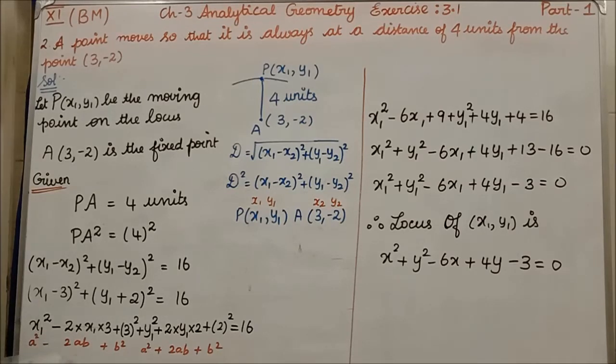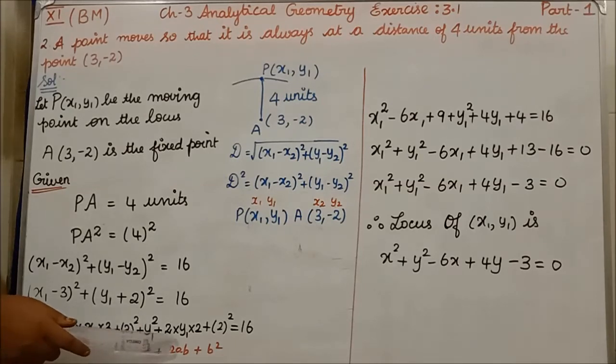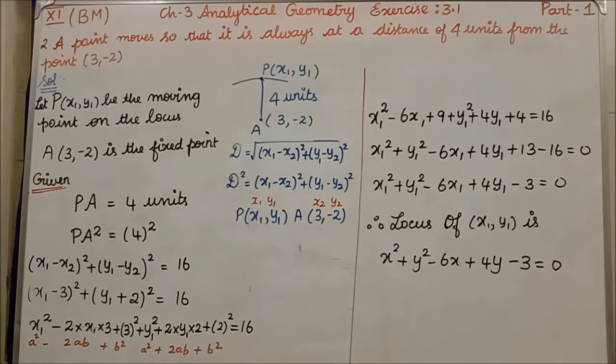The (a minus b) whole square formula is a square minus 2ab plus b square. The (a plus b) whole square formula is a square plus 2ab plus b square. So in the place of a we have x1, so x1 square minus 2 into a, where a is x1 and b is 3, plus b square, so 3 square. Plus y1, again the (a plus b) whole square, so y1 square plus 2ab plus b square, is equal to 16. Clear all of you up to this?